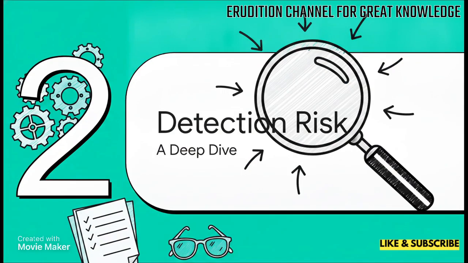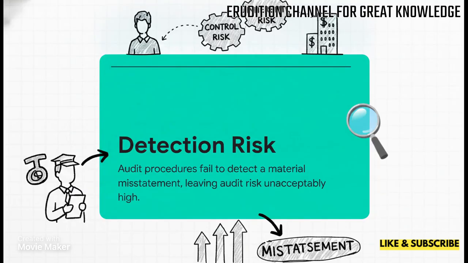Moving right along to part 2, a deep dive into detection risk. Straight from your syllabus, detection risk is the possibility that the audit procedures applied by the auditor to reduce audit risk to an acceptably low level simply will not be able to detect a misstatement which could be material. Remember how we just said inherent and control risks belong to the client? Well, detection risk is all on us. It rests squarely on the auditor's shoulders.